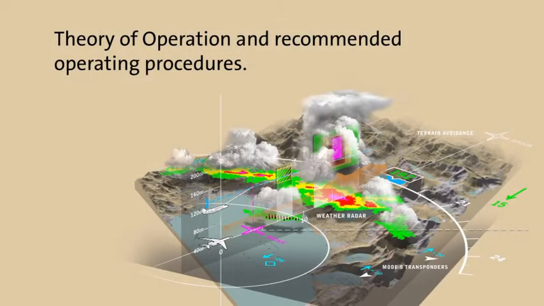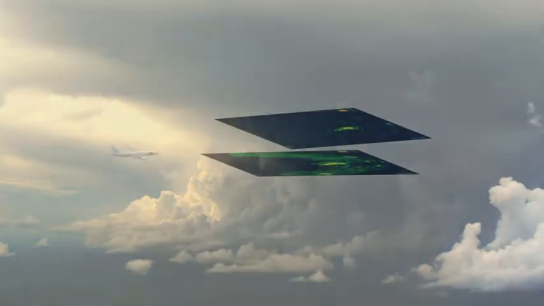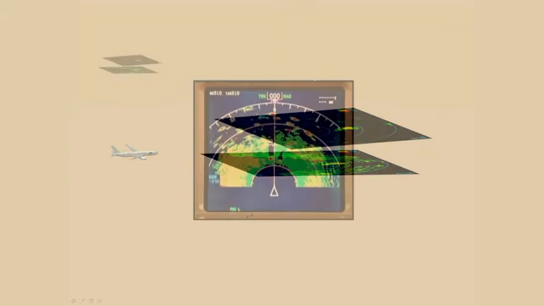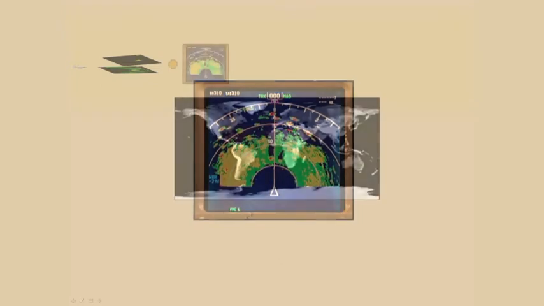In our final module, we will explore the engineering behind the Multiscan radar and finish with recommended operating procedures. With auto selected, Multiscan uses two radar sweeps at two different tilt angles to collect the terrain and weather information in front of the aircraft. The resulting weather and ground data is digitized and stored in a temporary memory buffer.